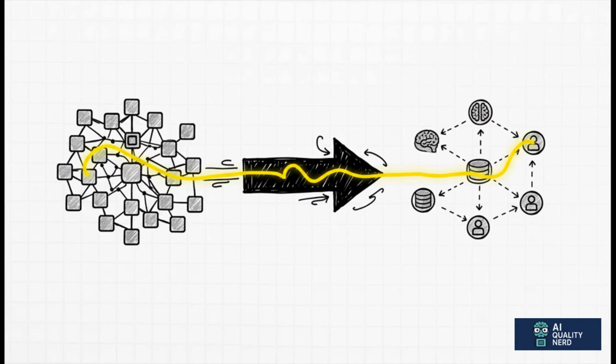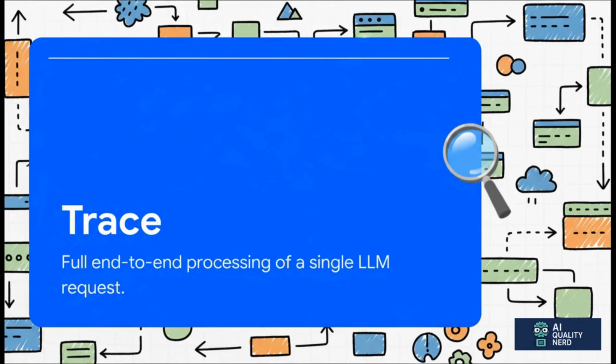Now the cool thing is, we're not starting from scratch here. The solution is actually borrowed from a super solid concept that's been around for years, distributed tracing. It's been the gold standard for microservices, and now we're just adapting those same principles for the wild world of AI.